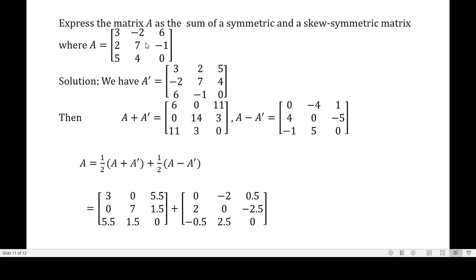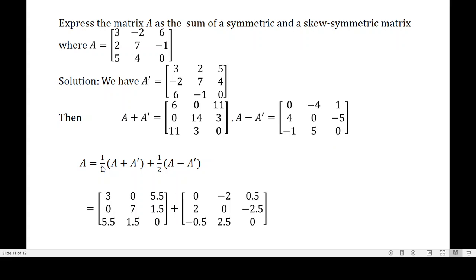Okay, so 3 minus 3, 0. Minus 2 minus 2 equal to minus 4. 6 minus 5 equal to 1. 2 minus of minus 2 is equal to 4. 7 minus 7 is equal to 0. Minus 1 minus 4 is equal to minus 5. 5 minus 6 is equal to minus 1. 4 minus of minus 1 is equal to 5, and 0 minus 0 is equal to 0.